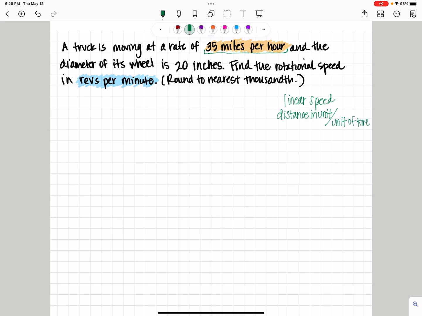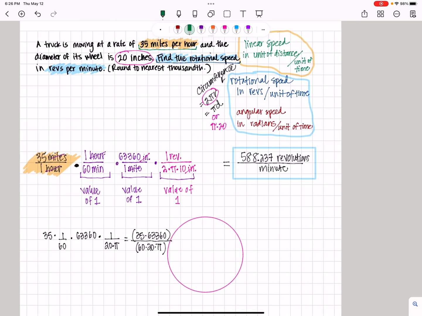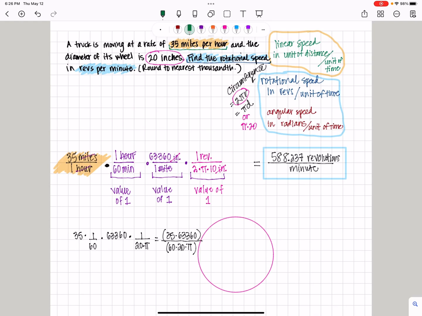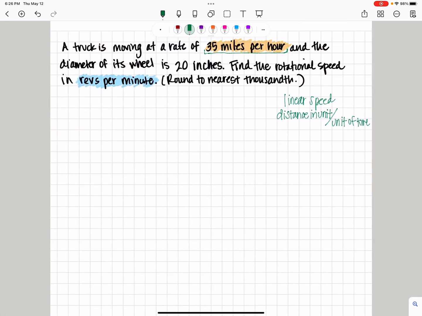I don't think I wanted to say distance per unit. I want to say unit of distance. Yeah, I guess distance per unit of time. How about that? Linear distance per unit of time.